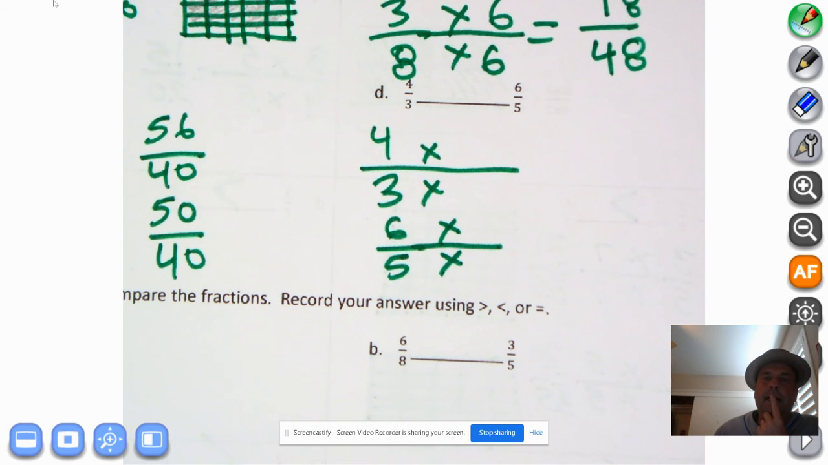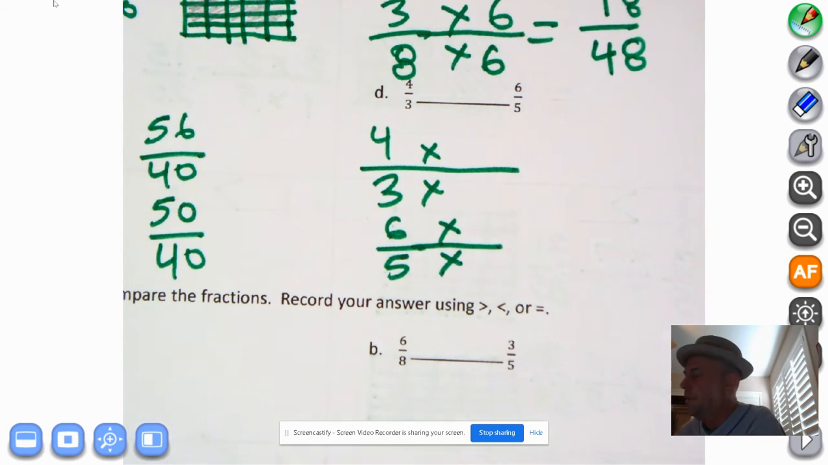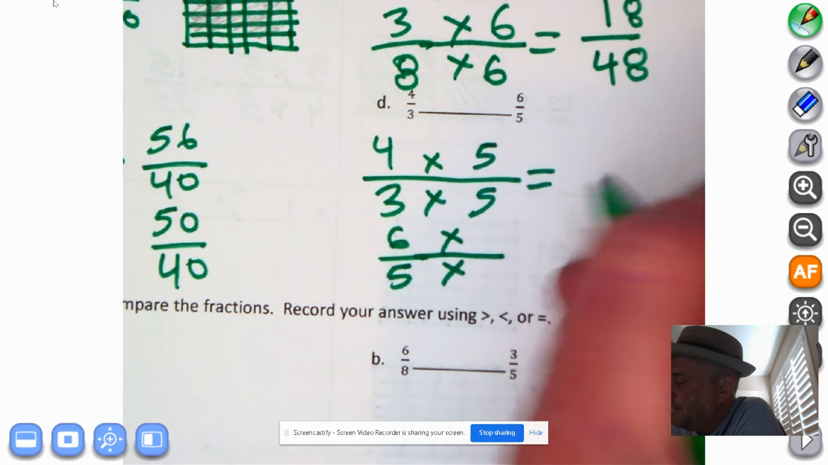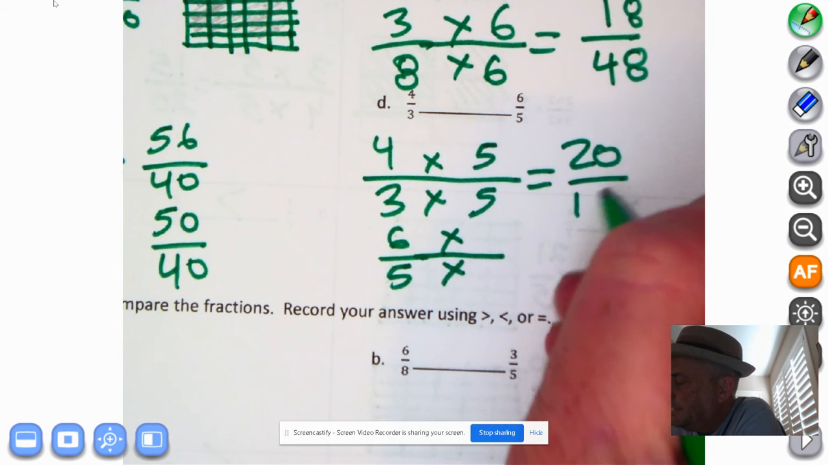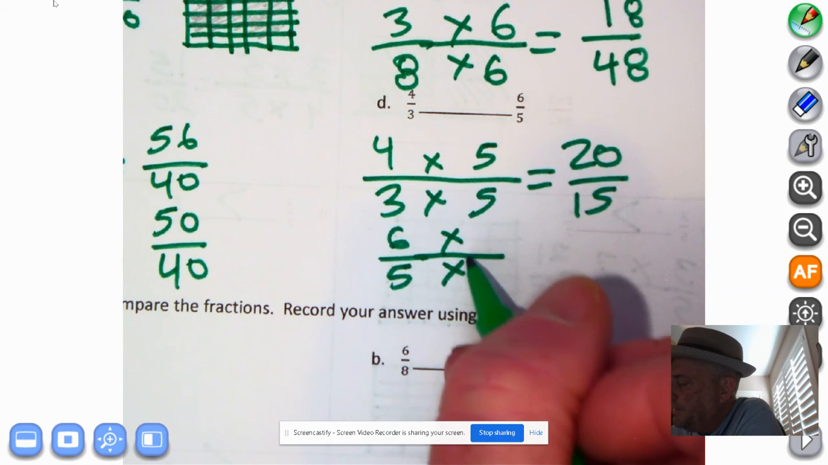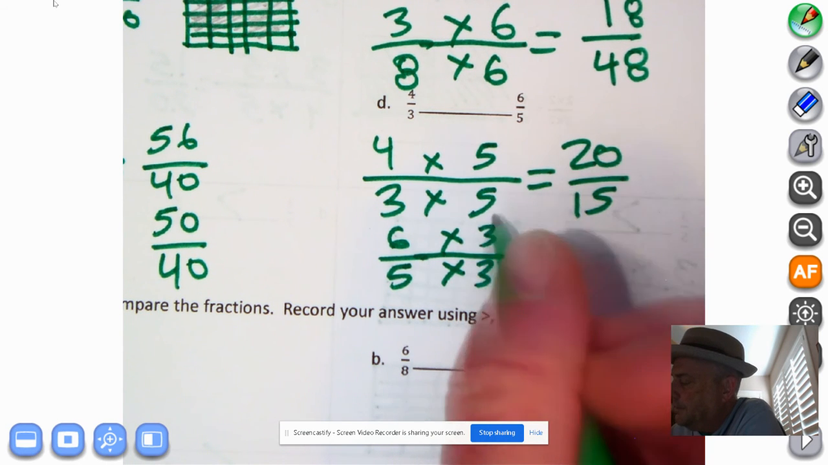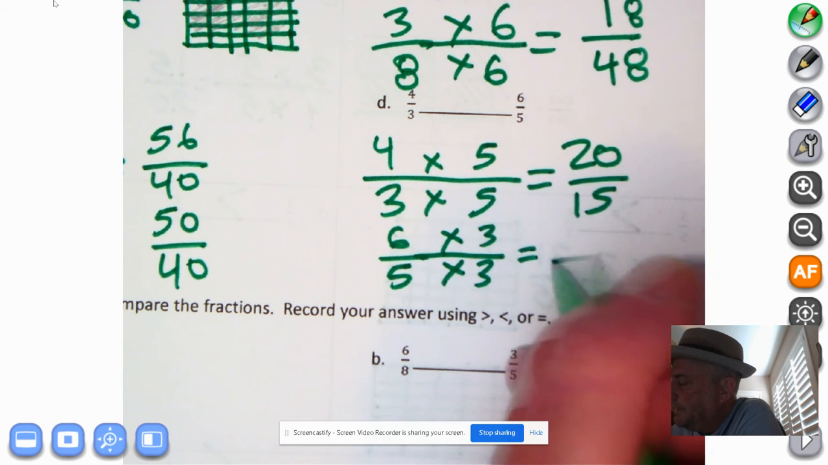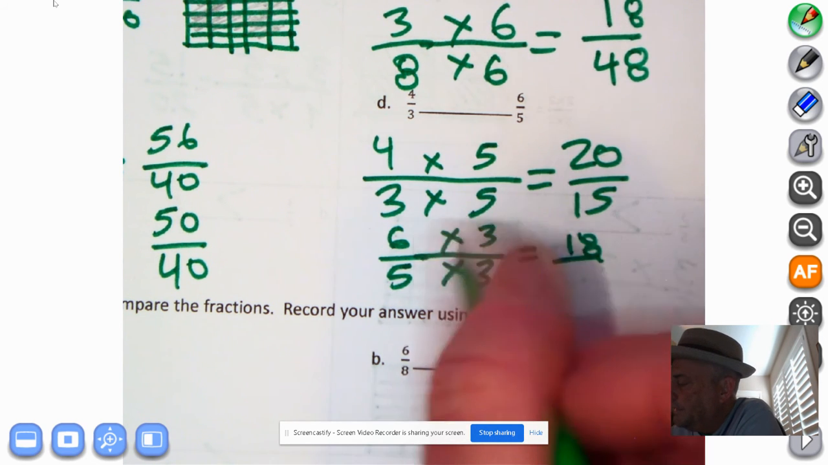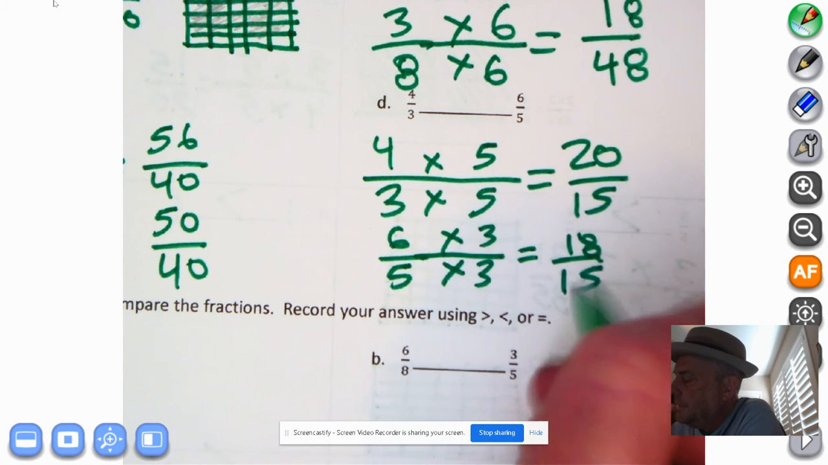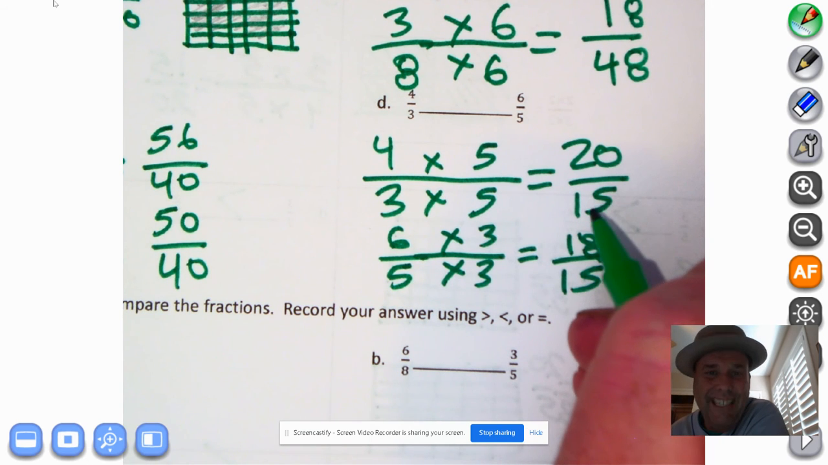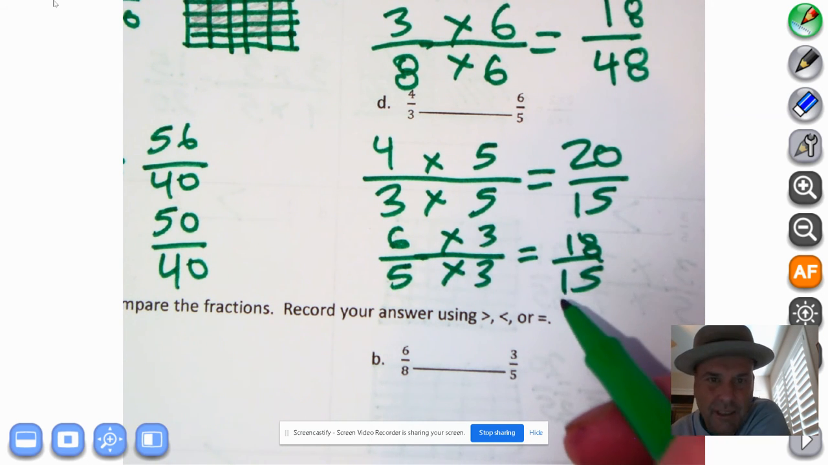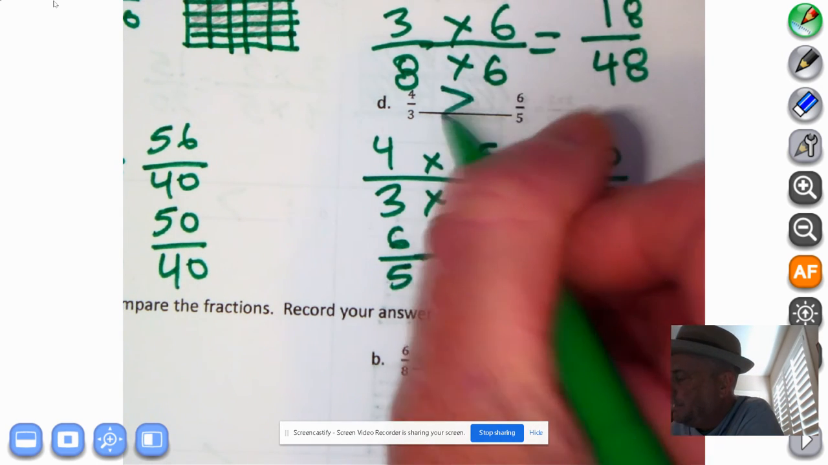And welcome back. What do we get? Well, we have to multiply that 4/3 by 5/5. 4 times 5 is 20. 3 times 5 is 15. And then we have to multiply this one by 3/3. See, we multiplied by 5/5 there and 3/3 there. 6 times 3 is 18, and 5 times 3 is the same as 3 times 5, which is 15. So it looks like 20 fifteenths would be larger than 18 fifteenths. So 4/3 is the larger one.